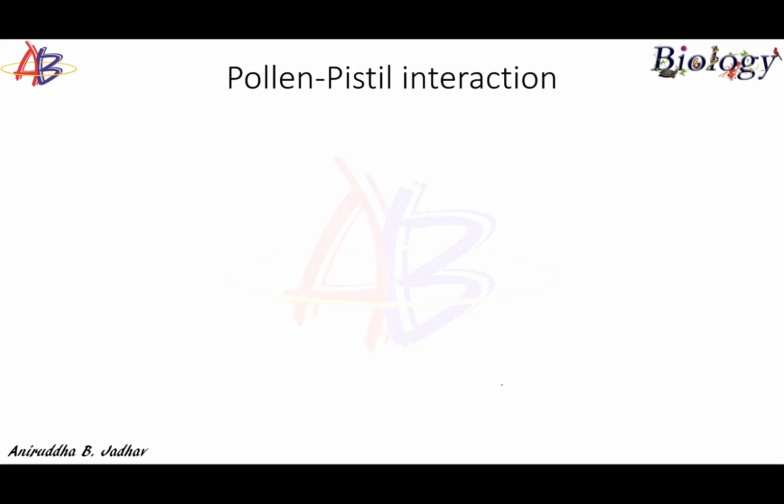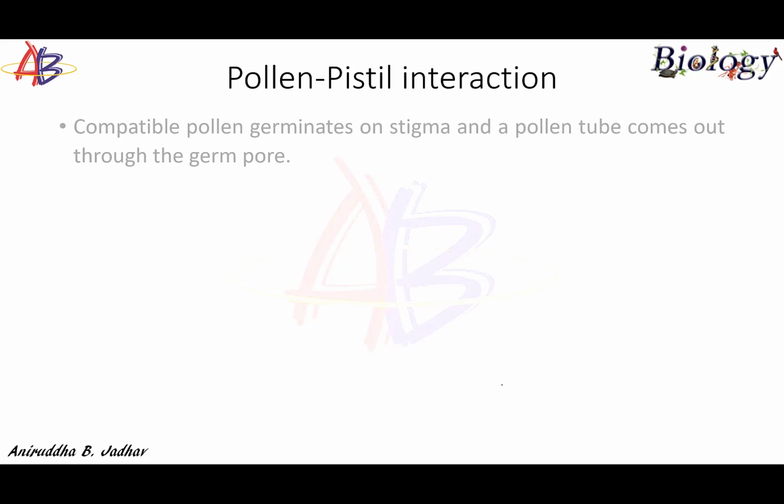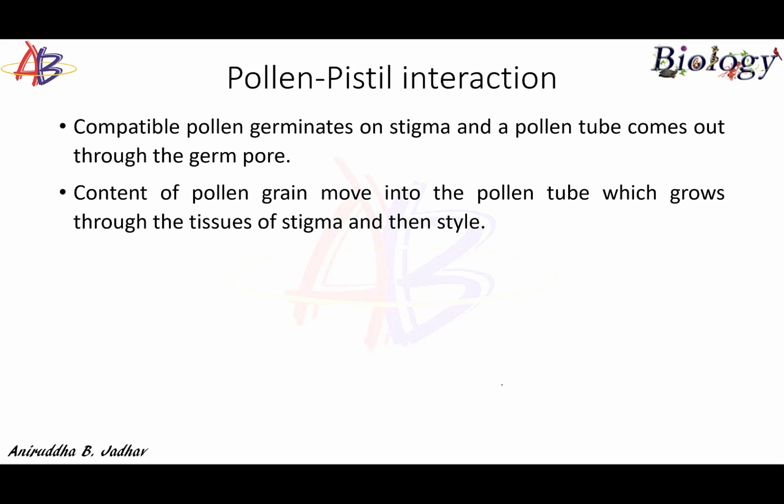So, recent scientific studies have led to the identification of some of the pollen and pistil components and the mechanism by which they interact and induce the post-pollination events. In this way, a compatible pollen grain germinates on the stigma and a pollen tube comes out through the germ pore. The contents of the pollen grain move into the pollen tube, and it grows through the tissues of the stigma and then enters into the style.